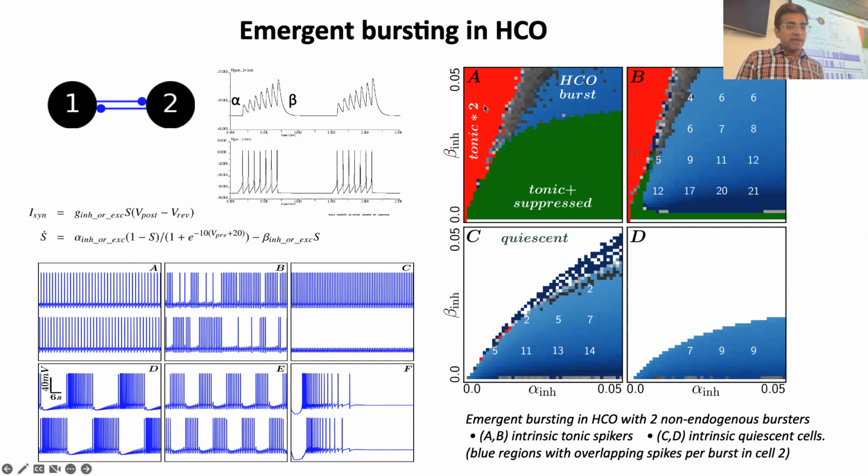The cells are intrinsically tonic spiking. So when alpha is 0, the cells are in the red region where both cells are tonically spiking, as shown in panel A here. As you increase the strength of the synapse, you have this blue region where you see the HCO burst. One cell is bursting, then the second, and then the first again, and it keeps repeating. If you strengthen the mutual inhibition further, then only one of the cells is tonically spiking and it suppresses the other. That's this green region. And near the transitions, you see this gray region where you have a chaotic bursting trajectory, as shown in panel B.